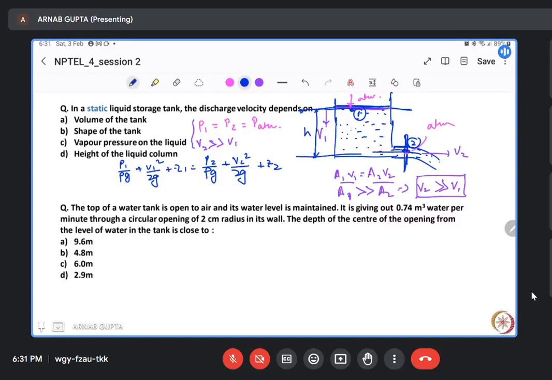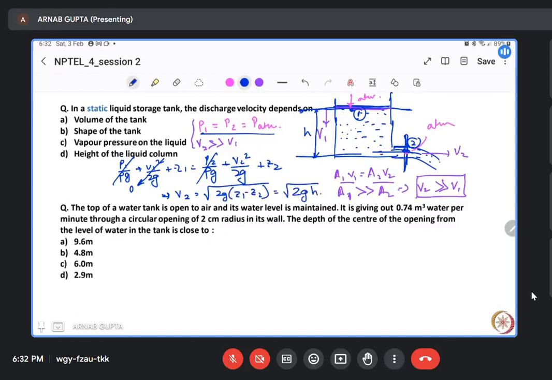Again, we know that P1 and P2 are equal, so we can cancel these two terms out. Next, V2 is much greater than V1, so we can neglect the V1 term. What we are left with is V2 is equal to root over 2G times Z1 minus Z2, which is nothing but root over 2GH.